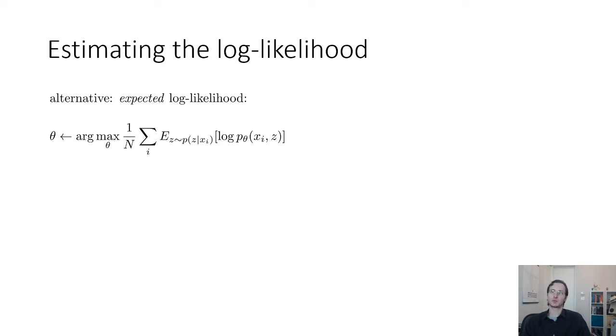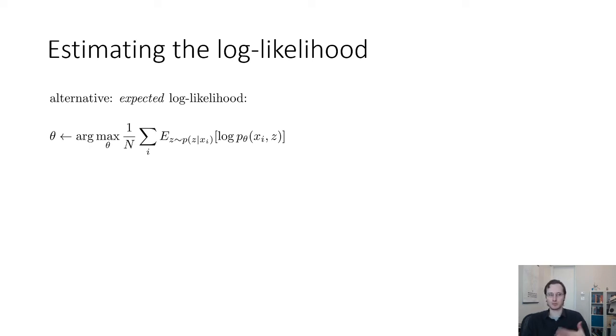So instead of trying to integrate out z, we're actually going to guess what the z should be, and then we will maximize the probability of that z with that x. And the way that we guess what the z should be is by estimating p of z given x. What's the probability of a given z given the image that we're seeing under the current model? So this is called the expected log likelihood.